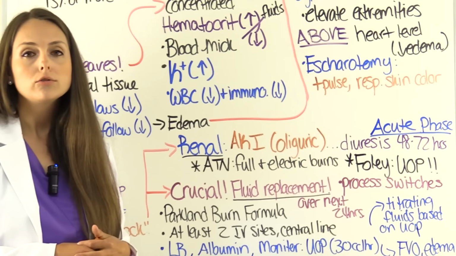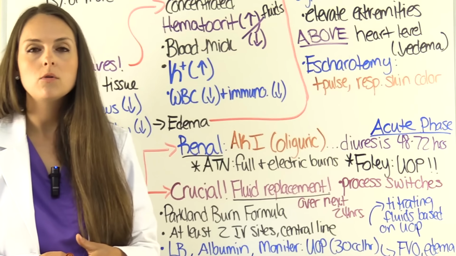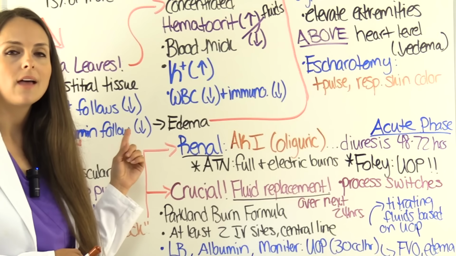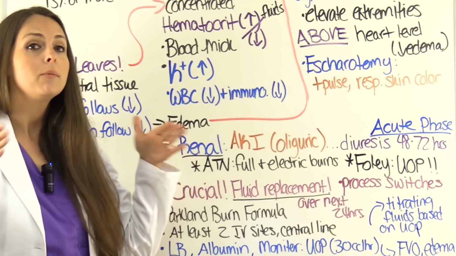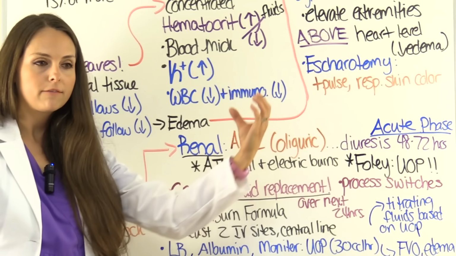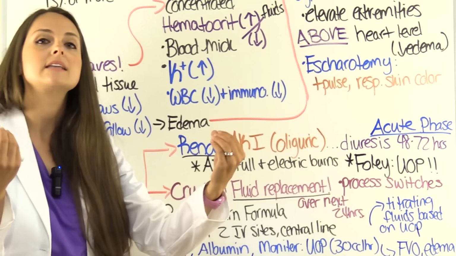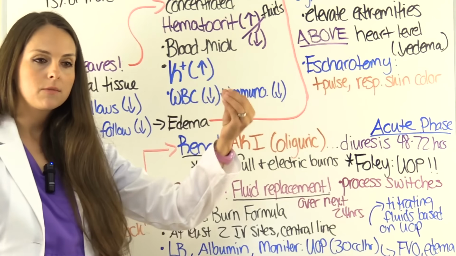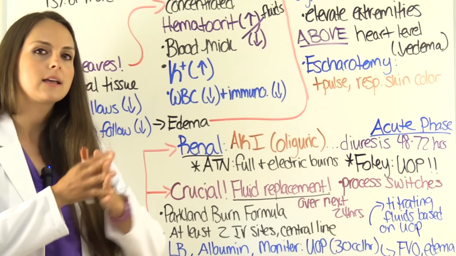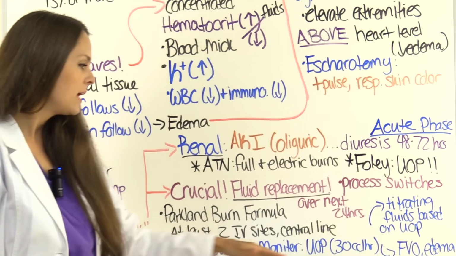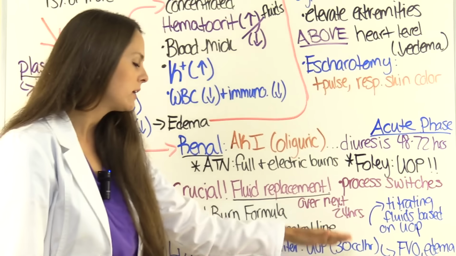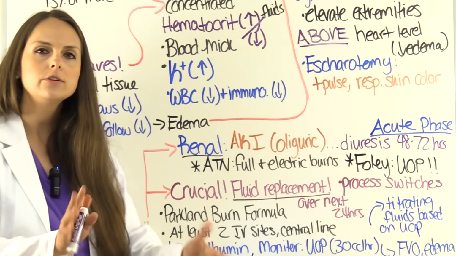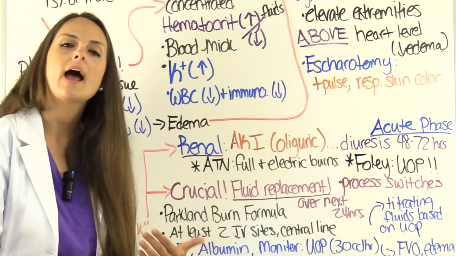Also, colloid solutions like albumin will be given, and we talked about why that was over there, because the albumin left and went into the interstitial tissue. We need to replace it so we can help get that fluid back into that intravascular system, because that's what albumin does. It attracts water, and we give that to them and it'll pull that fluid back into the intravascular system.